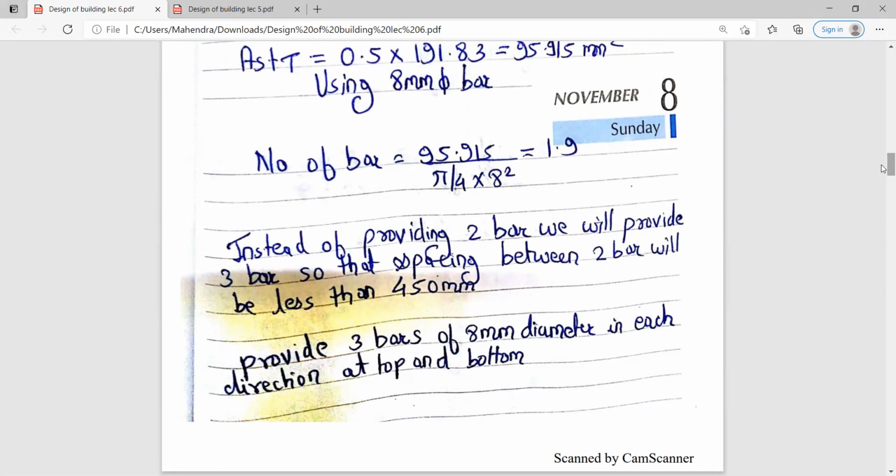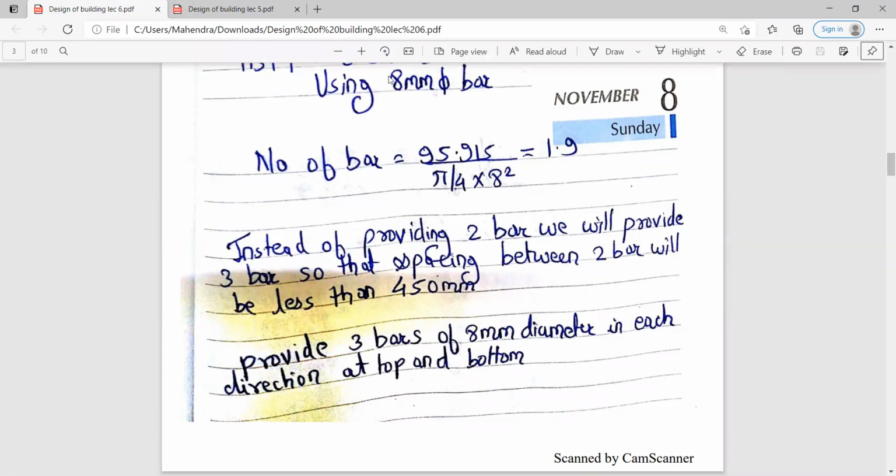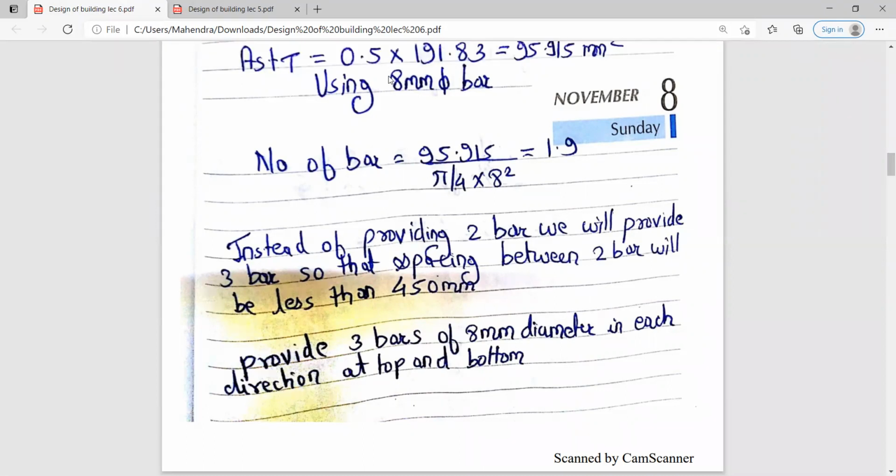As we got the number of bars as 2, we will not provide 2, we will provide 3. Why 3? We provide 3 so that the spacing between the bars will be less than 450 mm. So it should be less than 450. That's why we need to provide 3 bars instead of 2 bars for the corner reinforcement, that is for C and D. So you need to provide 3 bars of 8 mm diameter in each direction at the top and the bottom for the corners C and D.